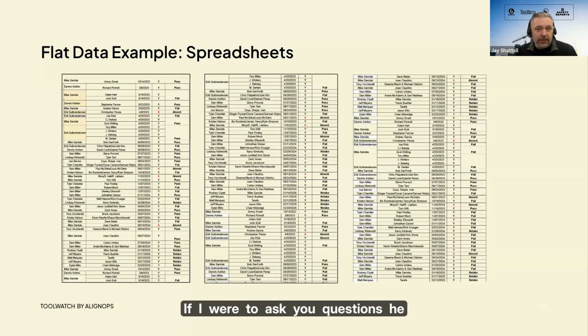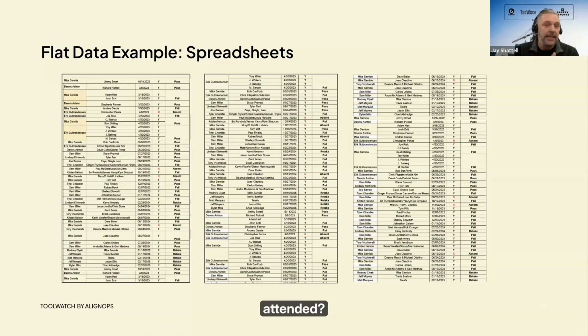If I were to ask you questions here, looking at this spreadsheet example, which is tracking the amount of participants in a ToolWatch training program, how many of those participants attended? How many of those participants were absent? What percentage of those participants passed or failed? All the answers are there in that data, but they're hard to find. They're hard to reveal. I have to go dig and uncover them.